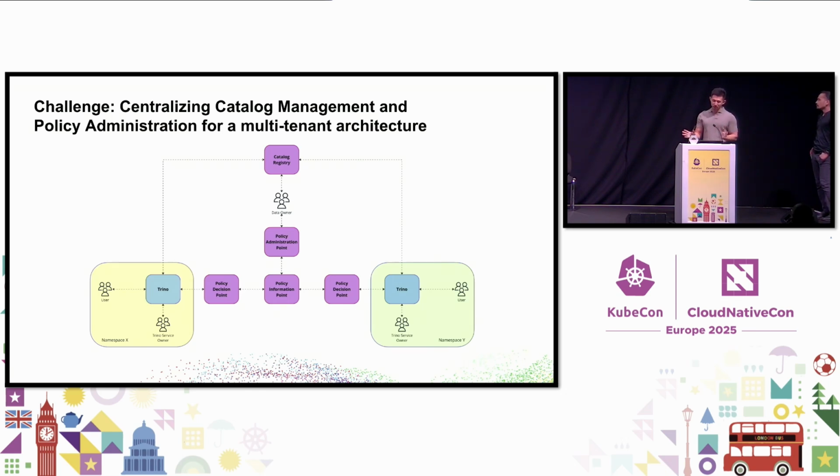And doing this in a secured manner posed a unique challenge, which was that we needed to build a centralized catalog management and policy administration mechanism to go along with the Trino deployment mechanism we're building for a multi-tenant architecture. So now I will hand it over to Aki to talk about the technical design implementation that solves this challenge in our new managed Trino platform.